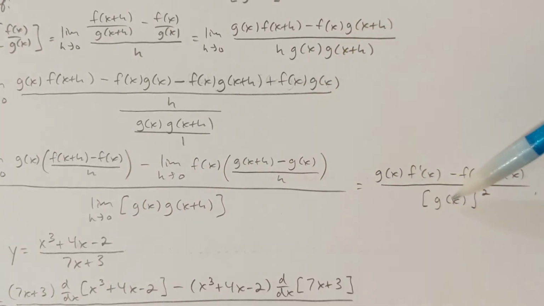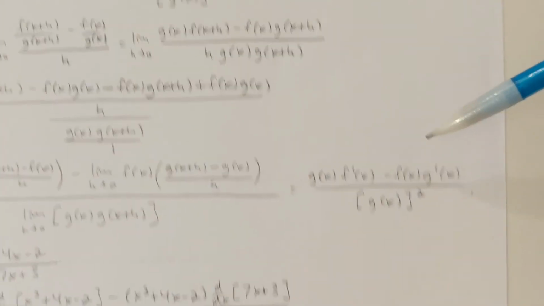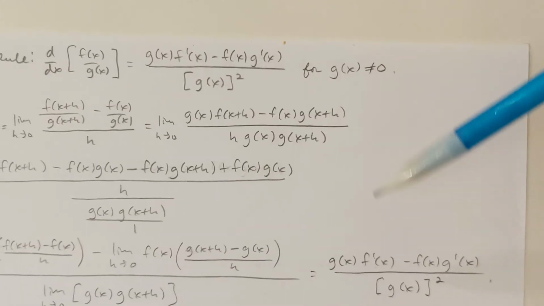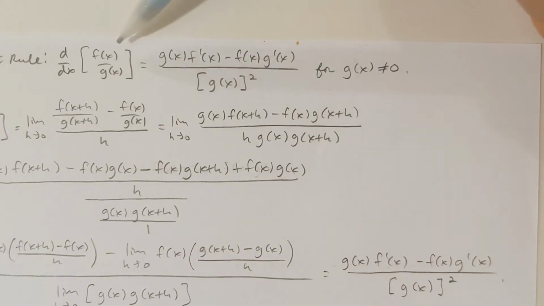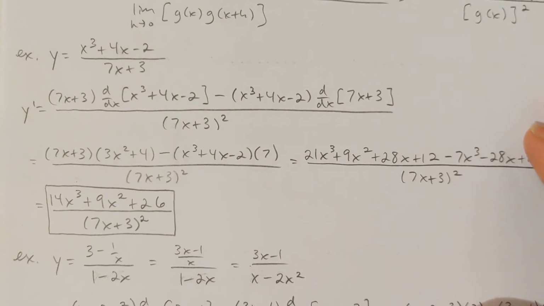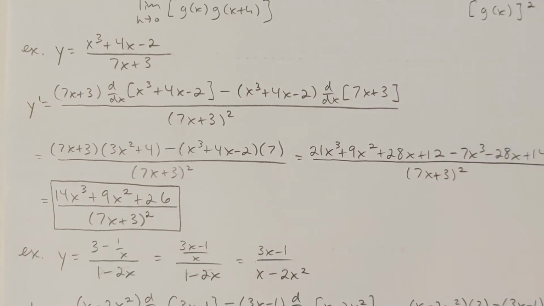g of x times g of x is g of x squared. And yeah, so that's what I had to get to, right? That's the formula that we see. So we're looking at the bottom times the derivative of the top minus the top times the derivative of the bottom, all over the denominator squared. And let's take a look at some examples now where we're using that.